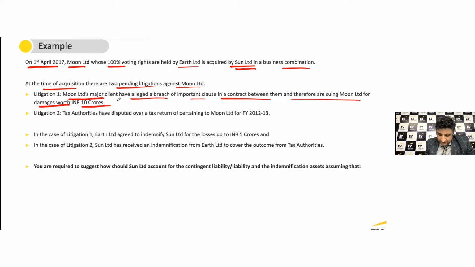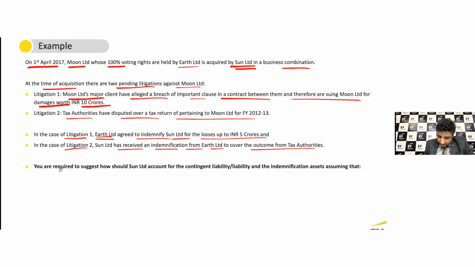So there is an indemnification item here. Similarly, there is a litigation for the taxation wherein there is a dispute over the tax returns for a particular year. Right? In case of the first litigation, Earth Limited has agreed to indemnify Sun Limited for the losses up to 5 crores. And in the second scenario, Sun Limited has received an indemnification again from Earth Limited to cover the outcome from the tax authority.